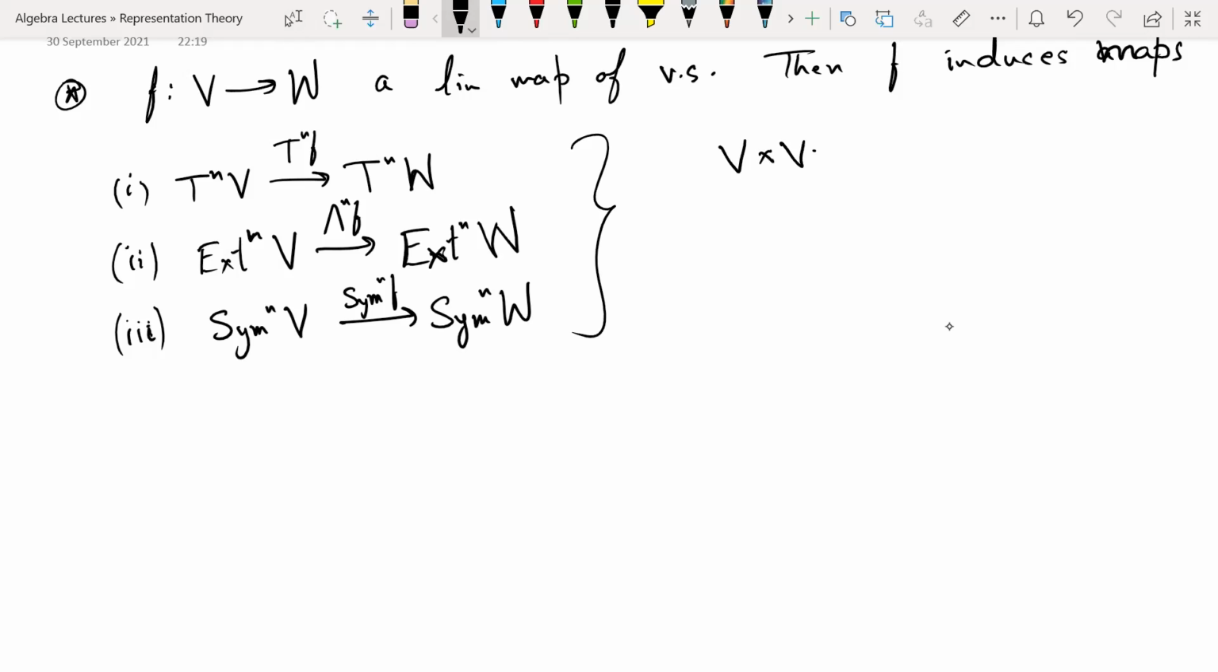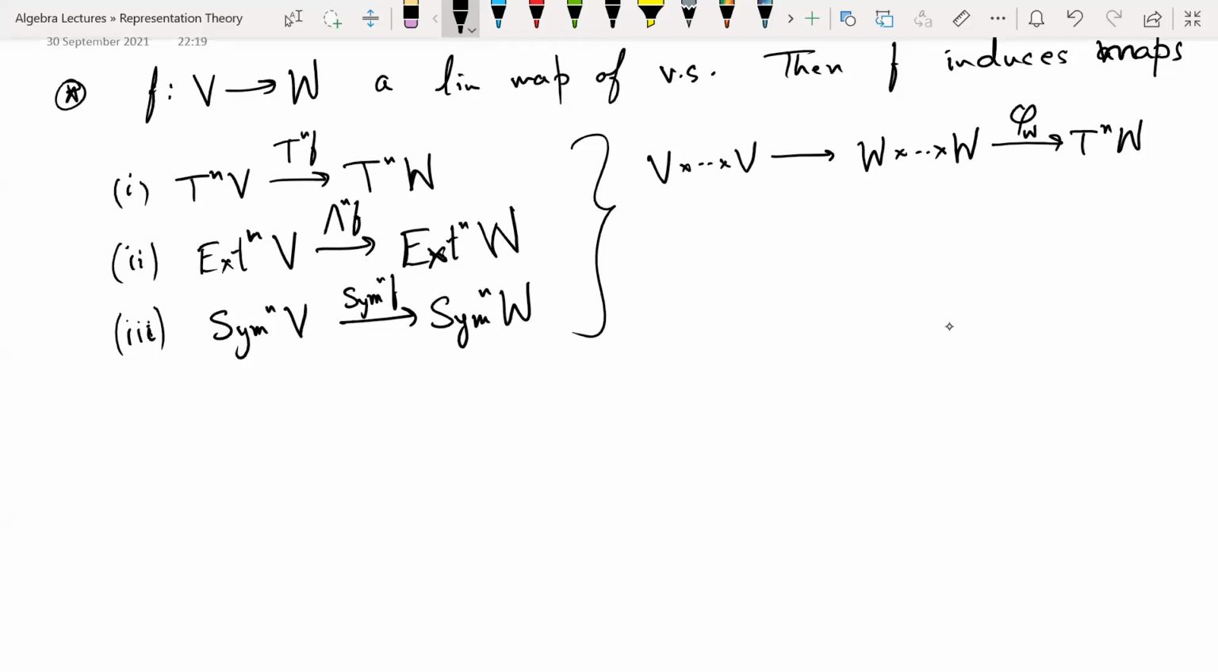So if you have n copies of V and you want to give an n-linear map, so a multilinear map, to T^n W, the obvious thing is to send it to n copies of W and then compose it with the natural multilinear map to T^n W. Because T^n W comes with this multilinear map, W1 to Wn going to w1 tensor w2 tensor wn. That is this map.